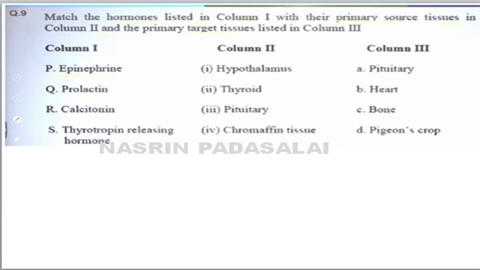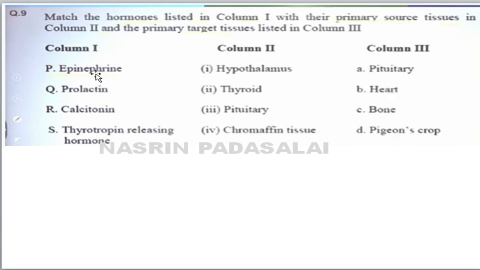Okay. So the first question is: match the hormone listed in column number 1 with the primary source tissue in column number 2, along with the primary target tissue given in column number 3. Column number 1 consists of the hormone name, column number 2 consists of the primary source tissue, and column number 3 consists of the primary target tissue. This is a source tissue and this is a target tissue, in which particular tissue the particular hormone is acting.